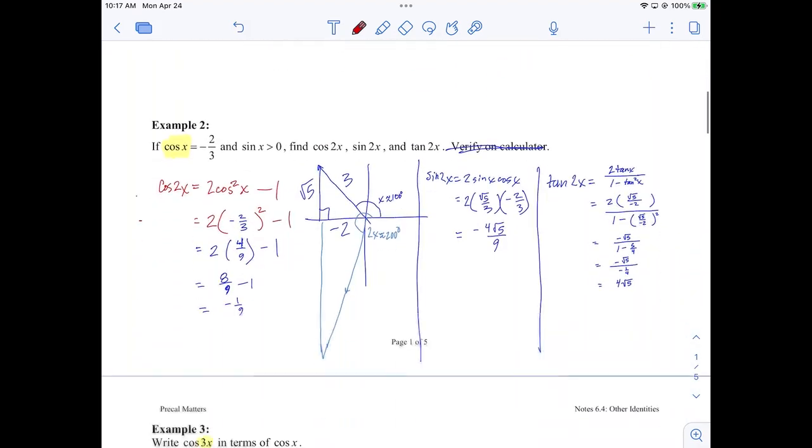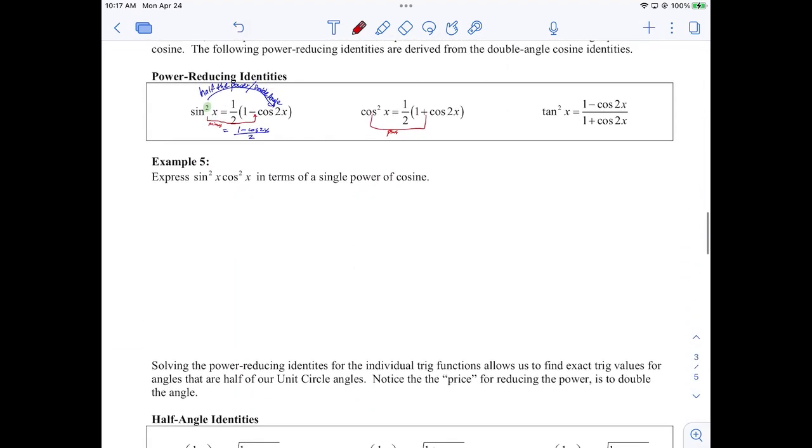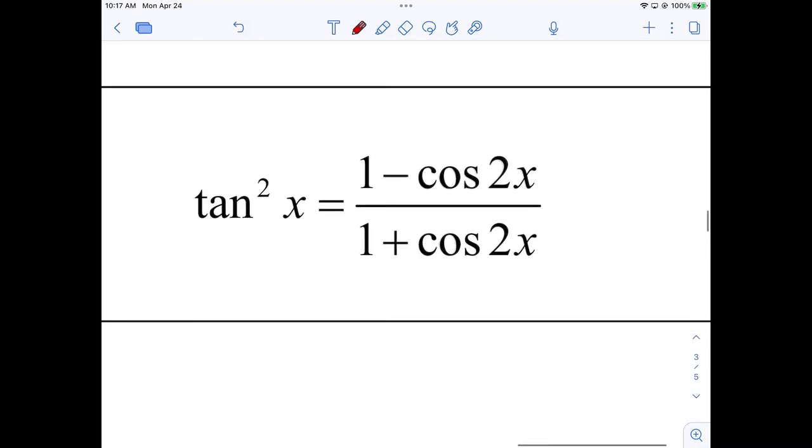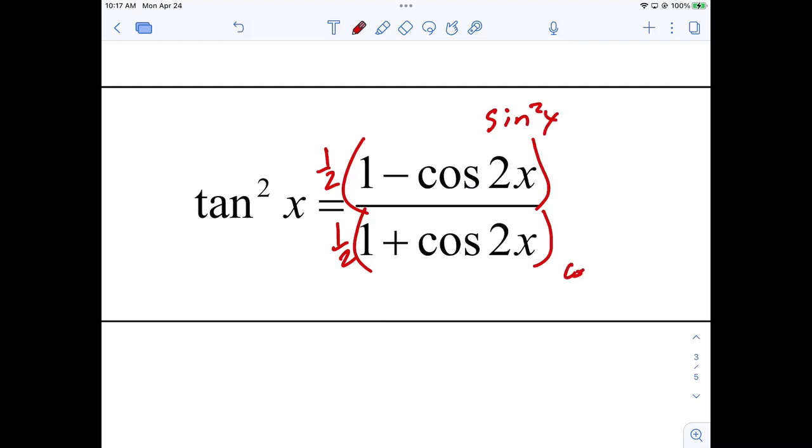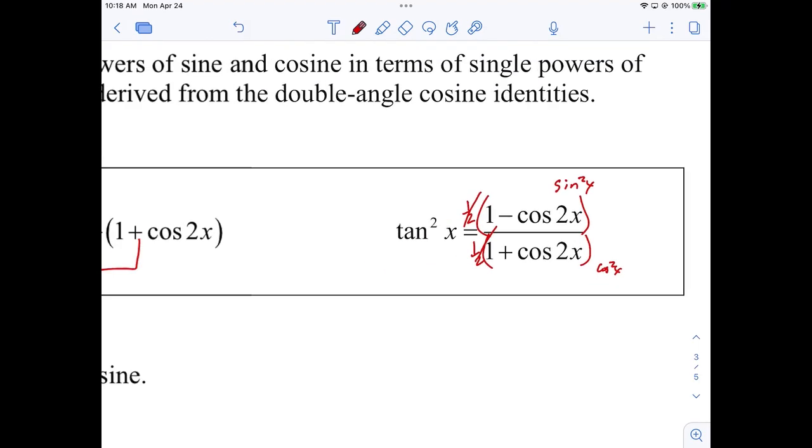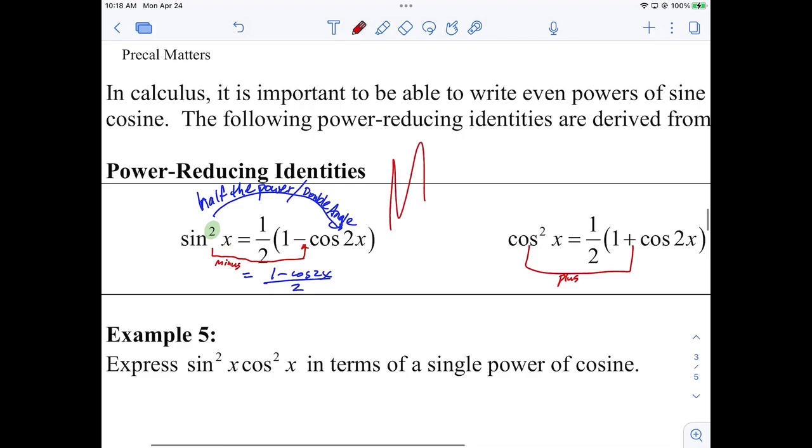All right. And the tangent one, of course, is just 1 minus cosine of 2x, which is the sine one almost, over the cosine one. Where did the 1 half go? These both had a 1 half, right? This is basically sine squared of x over cosine squared of x. What happens to the 1 half? They divide out. And that's why we just end up with 1 minus cosine over 1 plus cosine. All right. Memorize.